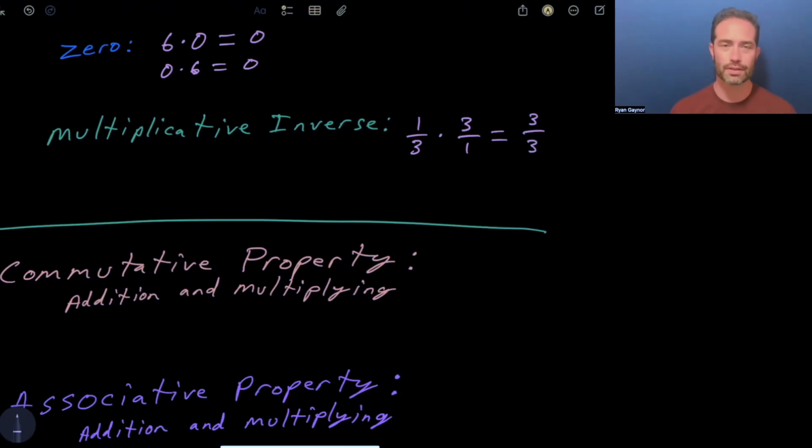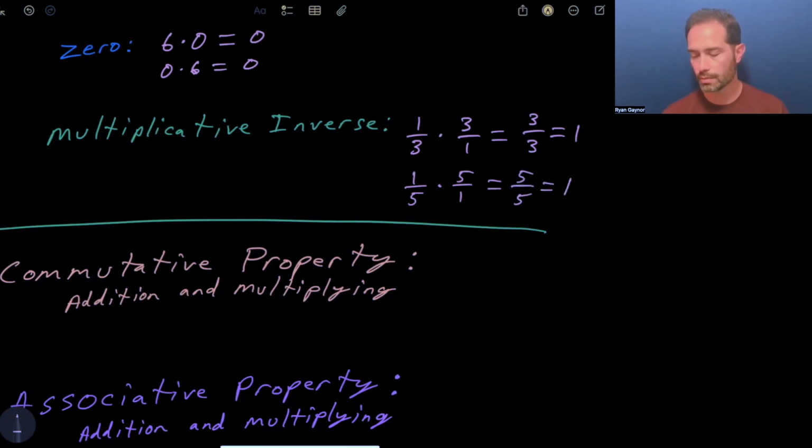What did I say about fractions? All fractions are division problems. So we do 3 divided by 3 and we get 1. So multiplicative inverse. Let's say again, what does that mean? It means that whatever number you choose, if you flip it over and then multiply them together, you will get 1 every time. Let's do another example. Let's say it was 1/5 times 5/1. We're still going to get 5/5, which equals 1 again.